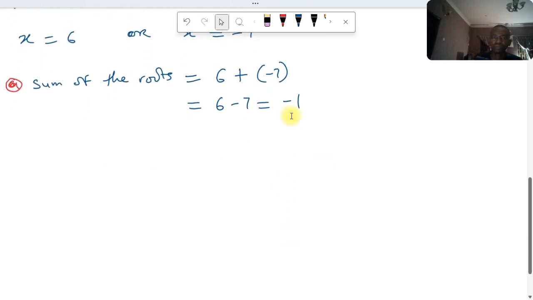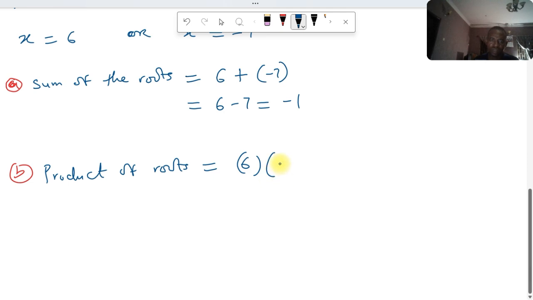So let's go to B. Let's do B now. So B, we have the product of roots, which will be, I got 6, then I got minus 7. So multiplying them together, I will have negative 42. So that's it. We have achieved that.